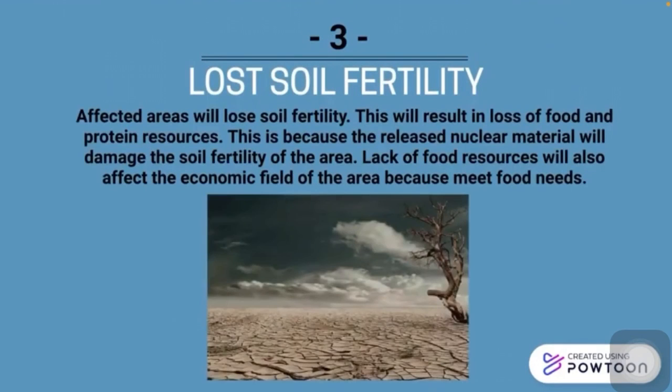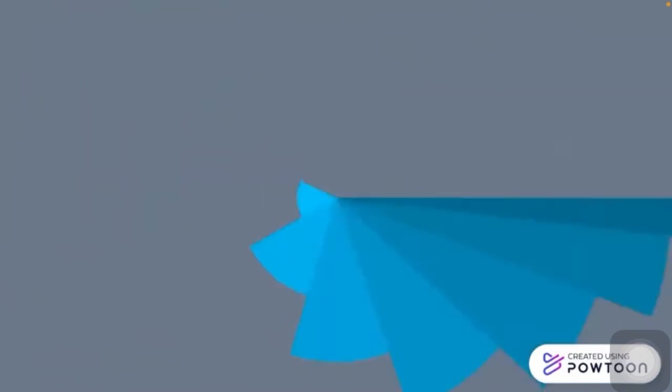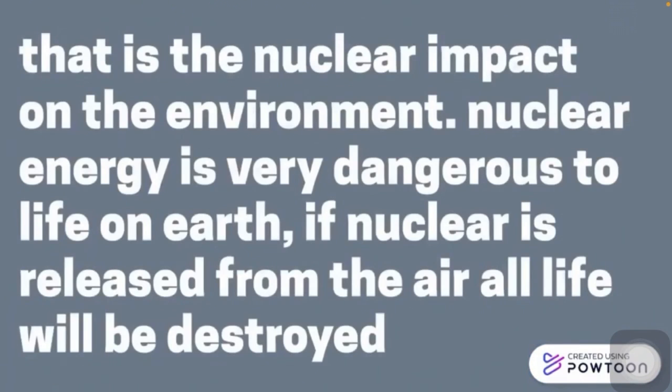So the last one, lost soil fertility. The affected area will lose soil fertility. This will result in loss of food and protein resources. This is because the released nuclear material will damage the soil fertility of the area. Lack of food resources will also affect the economic field of the area because people cannot meet food needs. So that's all the nuclear impact on the environment.